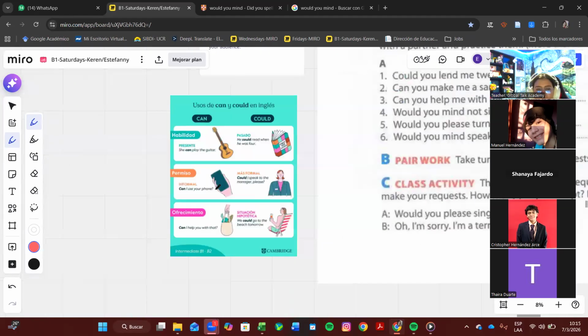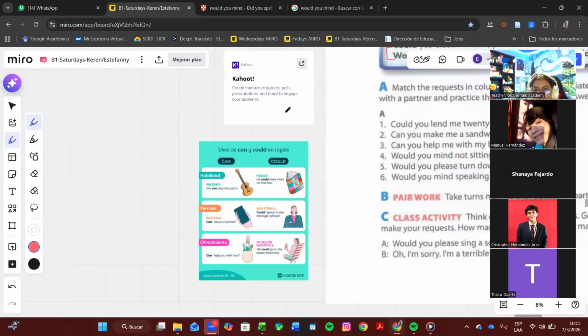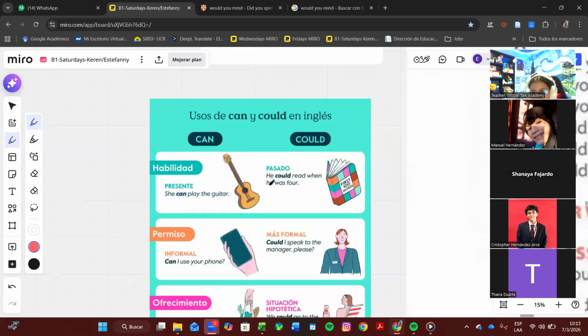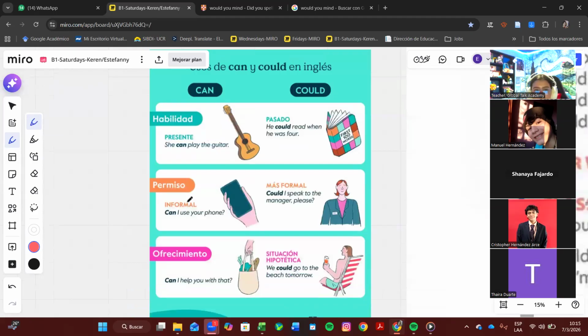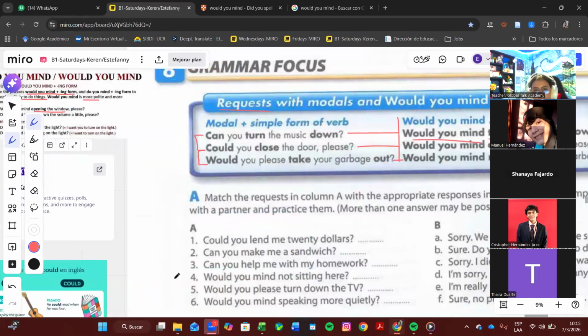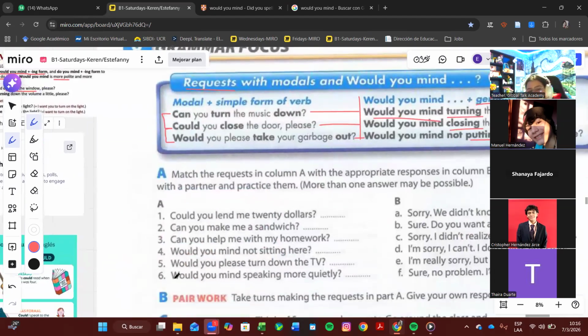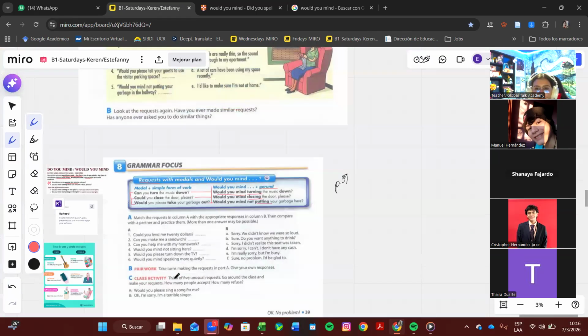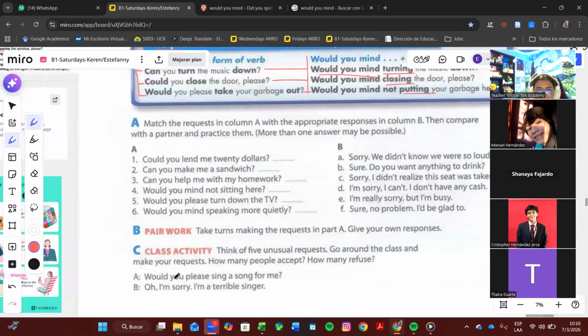Okay. And here we have the uses of can and could that you may know. So can is ability, could is in the past, as I mentioned before. And it's also a permission, a request. Can I use your phone? Can I help you with that? So can you turn on? Could you close? Would you? Okay. So let's try to do this part.